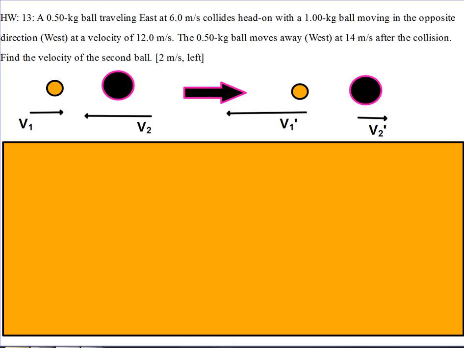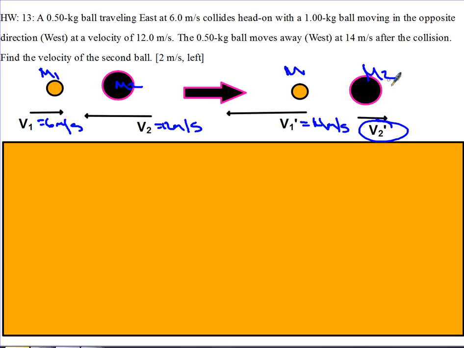Now, let's see. I have a 0.5 kilogram block, so this is M1, traveling east at 6 meters per second. It hits head-on with a 1 kilogram block moving west at 12 meters per second. After collision, the 0.5 kilogram block moves west at 14 meters per second. Find the velocity of the second ball.